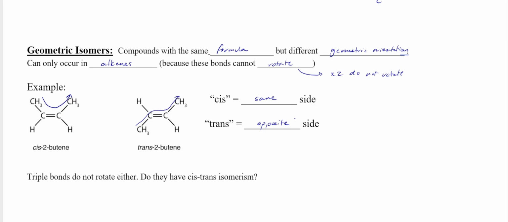Okay, so triple bonds do not rotate either. Do they have cis-trans isomerism? And we'll say no, triple bonds lead to linear geometric orientations, and if they're linear, that means that we don't have the possibility of having functional groups on either the same side or on opposite sides.